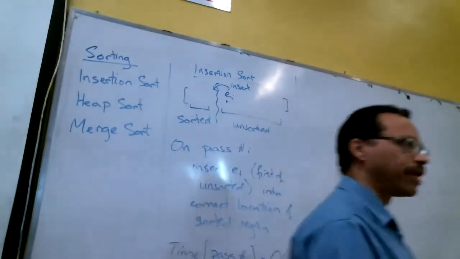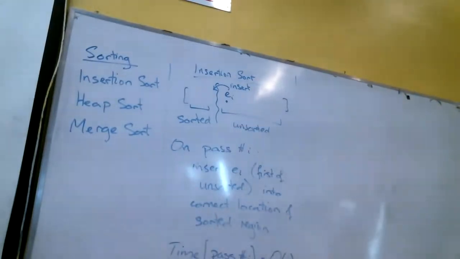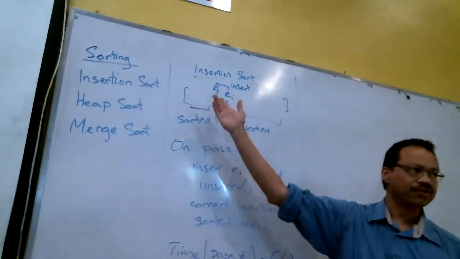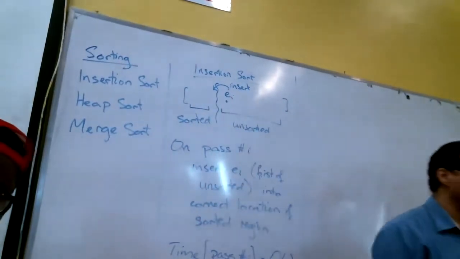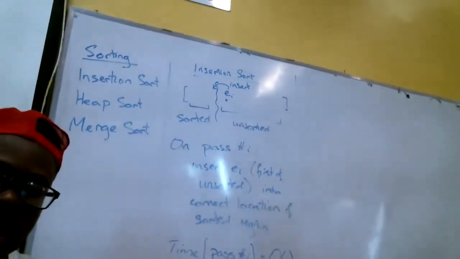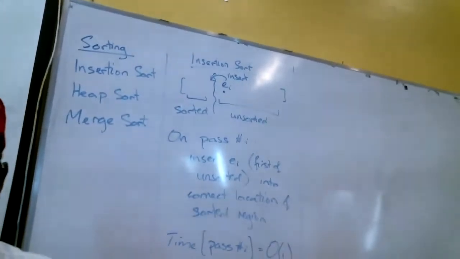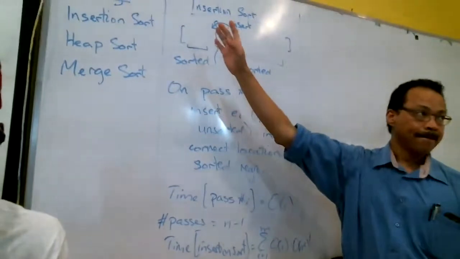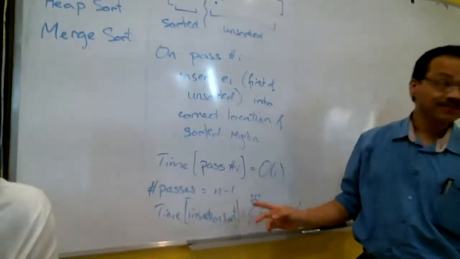And your best case will be order n. Because each insertion, if it's already in sorted order, then your sorted region starts out. You always assume that the first element, a single element by itself in a set, is sorted, right? So that first element is already a sorted region. That's why you only need n minus 1 passes.